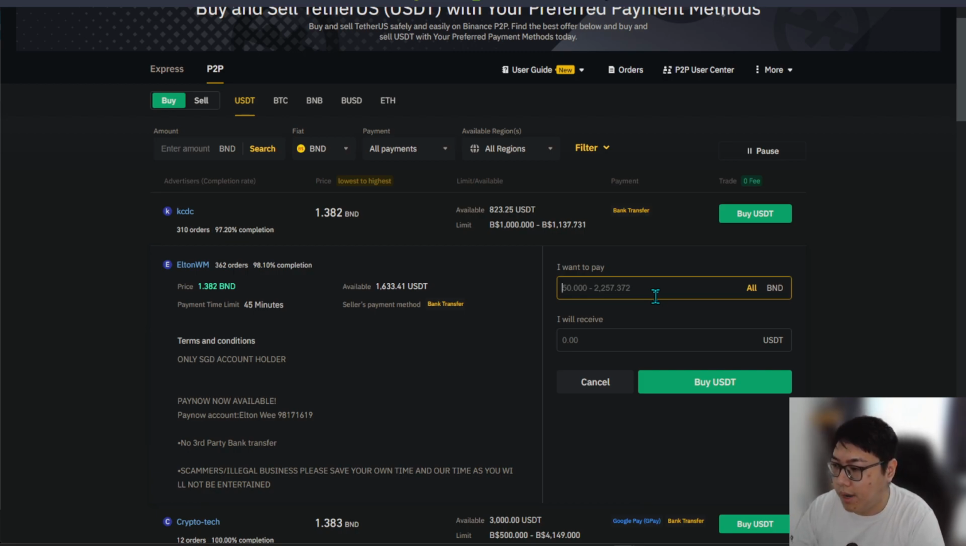So over here it's very simple: how much you are willing to pay, basically how many Sing dollars you want to put in. For example, my investment, I intend to put in $800. I can just put in $800 over here, and this is the amount of US Tether that I will receive. If you look at the numbers and it matches, just click on buy US Tether.